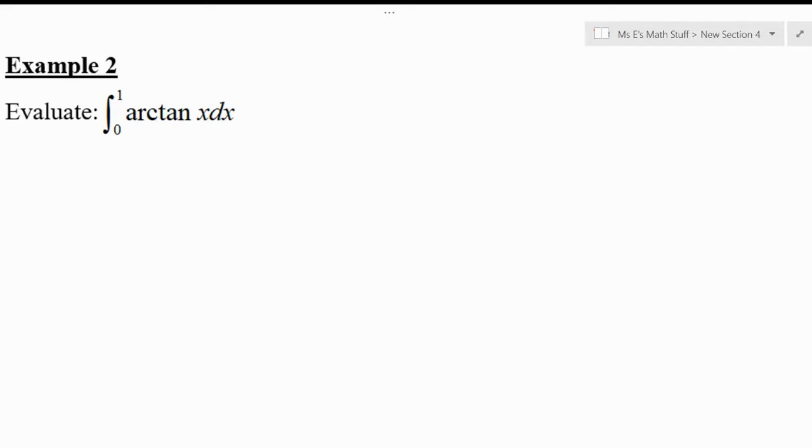All right, let's think about this one. Arctangent of x. What is it we know to do with arctangent of x? Do we know its derivative or its antiderivative? And so I claim that we know its derivative. So that's why we should let u equal the arctangent of x.